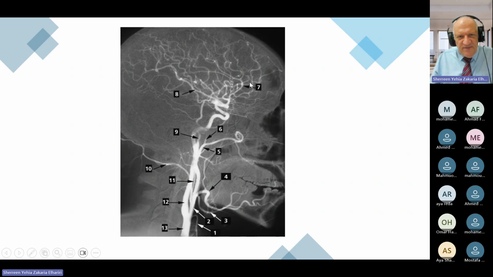So we have 7, 8, 9. What is this? Nine is the ophthalmic artery, the only branch of the internal carotid. And after that, we have 7, the anterior cerebral artery, and 8, the middle cerebral artery.